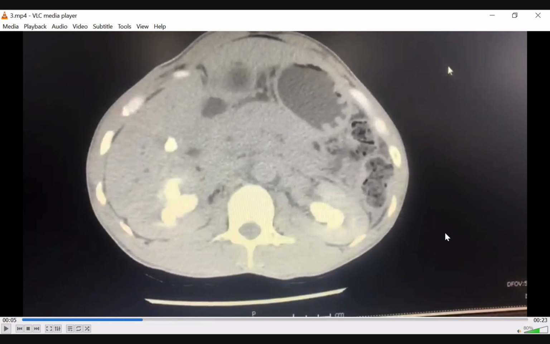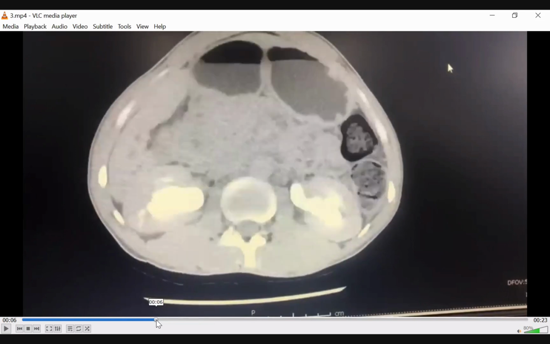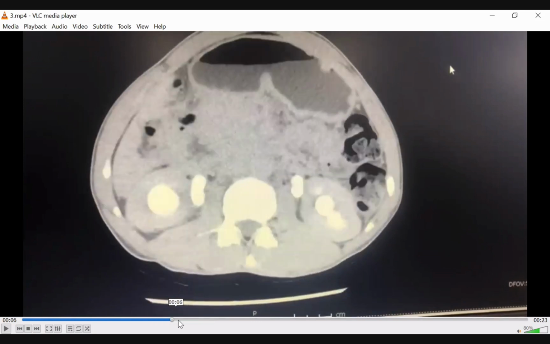See, dilatation has started, right? Yes. Okay, go down. Now you can see the pelvis on the right side. Down. So the pelvis and here the ureter are still dilated, right? Yes, sir.